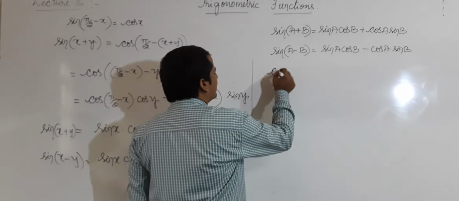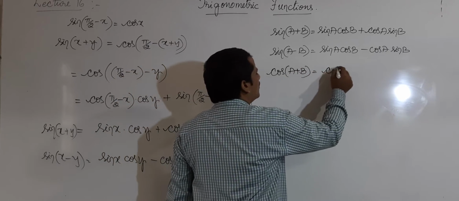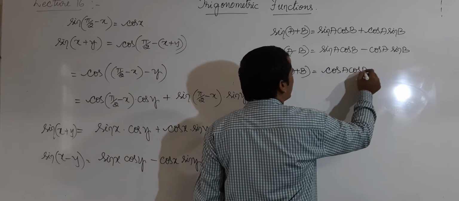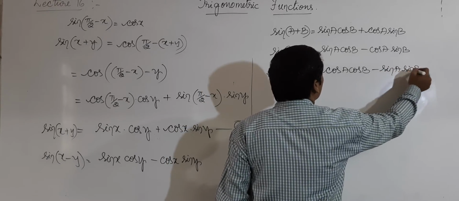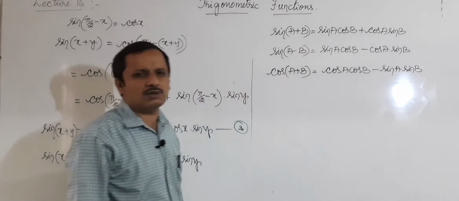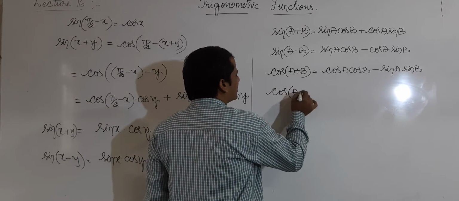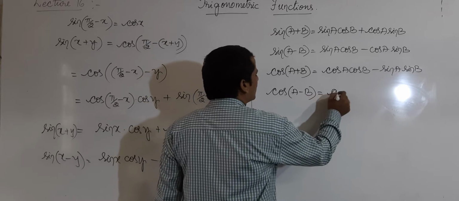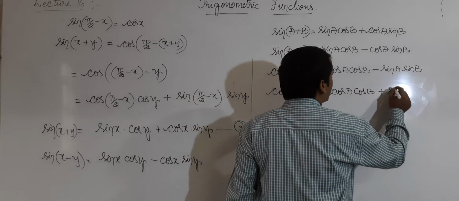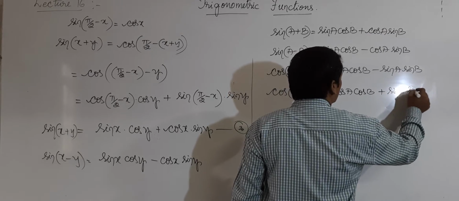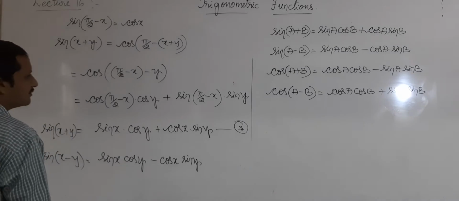Okay. Then cos a plus b is equal to cos a cos b minus sin a sin b. This is same as cos x plus y is equal to cos x cos y minus sin x sin y. Then cos a minus b is equal to cos a cos b plus sin a sin b. Okay, so these are the 4 very important formula in terms of sine and cos.